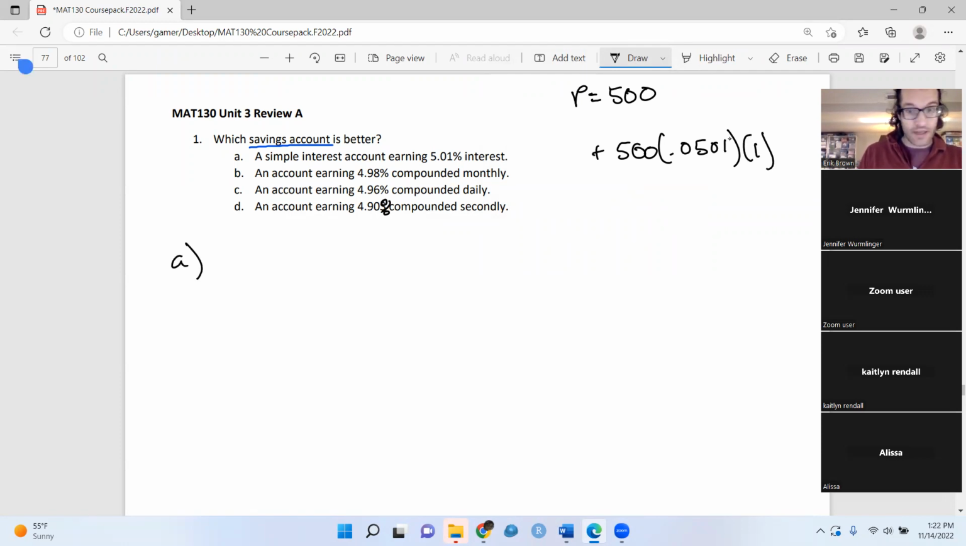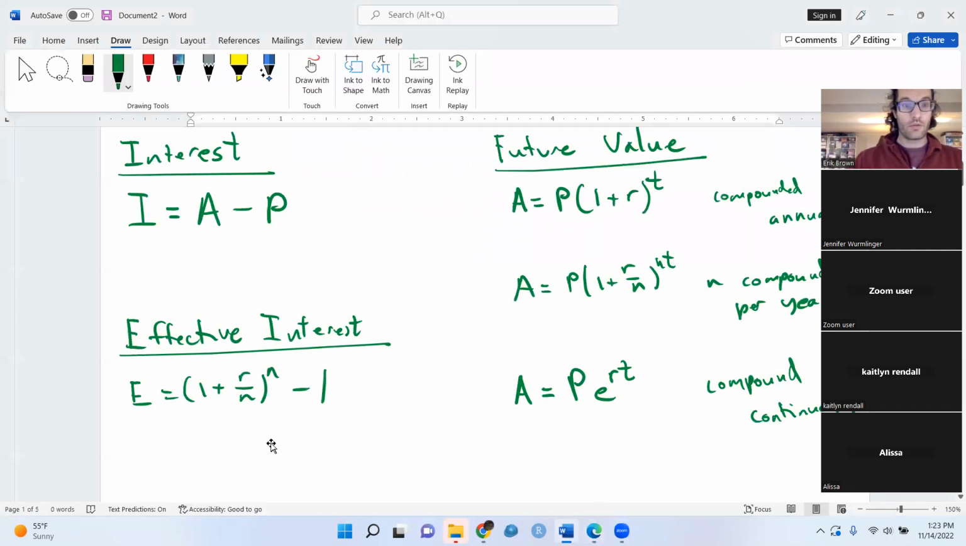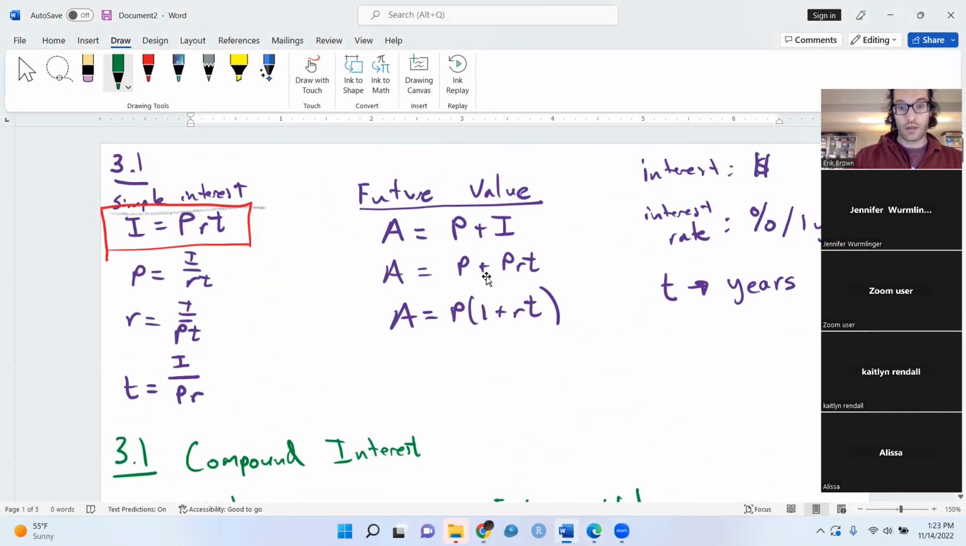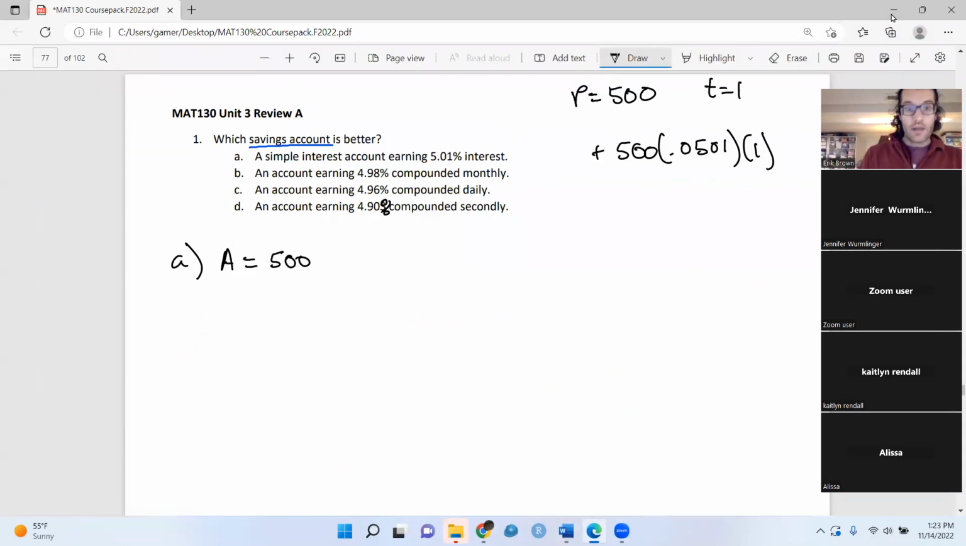Let's do that. We'll go with that strategy. So what we're doing is calculating a future value where we invest 500 for 1 year to compare these. All right, I'm with you. So then for simple interest, if we're looking at our formulas, we're just doing one of these three. Excellent.